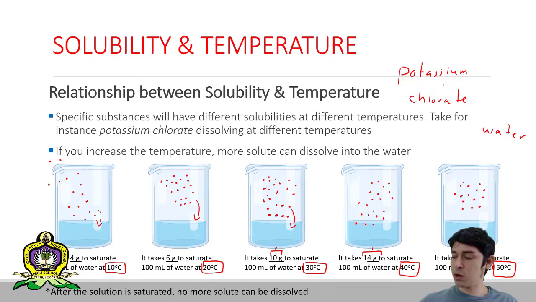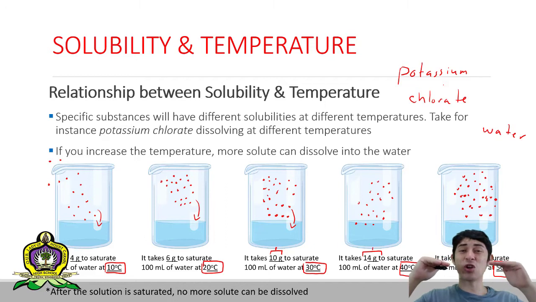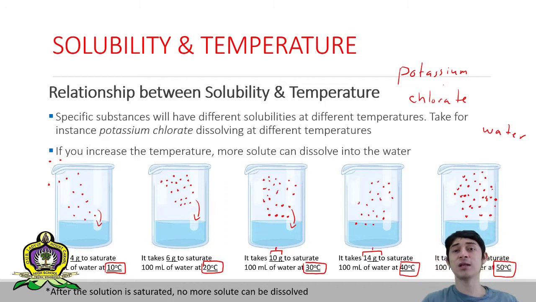Then we moved finally to the next beaker and we added the salt there. This beaker was at a temperature of 50 degrees Celsius. At 50 degrees Celsius, we noticed that this solution could take 18 grams of salt. So it took 18 grams of salt to fully saturate this solution. Do you see what is happening? As we are increasing the temperature, the solubility of salt actually increases.